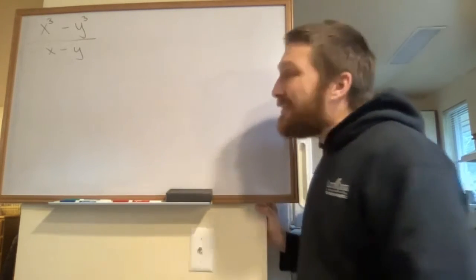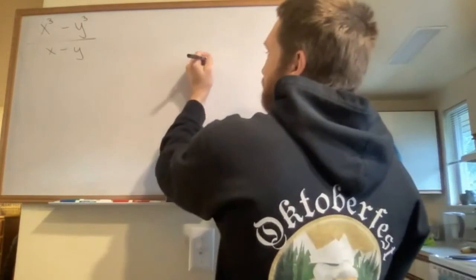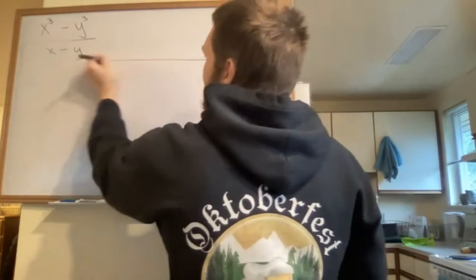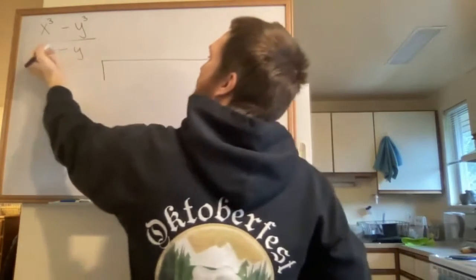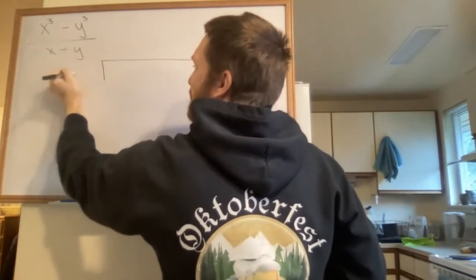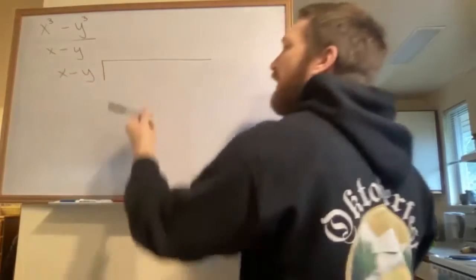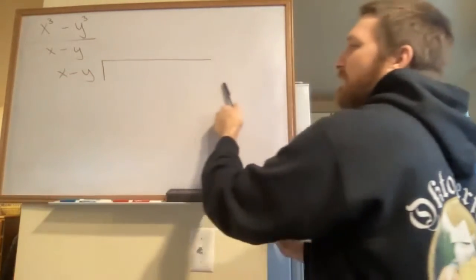This is where it gets really tricky. Because we know we're dividing by x minus y, so obviously x minus y goes out there. But what goes in here?